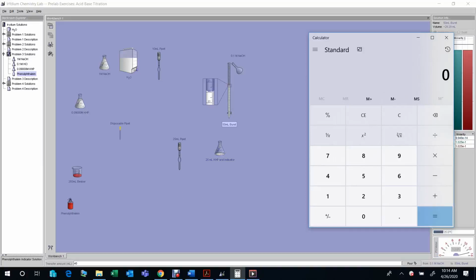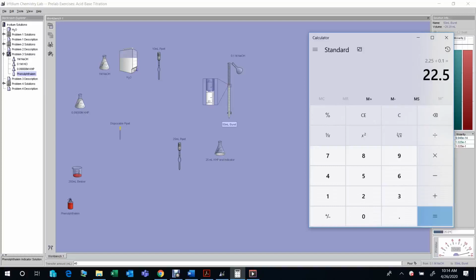Because at the equivalence point, the moles of KHP and the moles of sodium hydroxide should be the same. So the moles of KHP is 25 milliliter times what? The concentration 0.09. So 25 milliliter times 0.09. Then that is the millimoles of KHP. Millimoles of KHP. And the concentration of sodium hydroxide here is about 0.1, right? Then we divide 0.1.